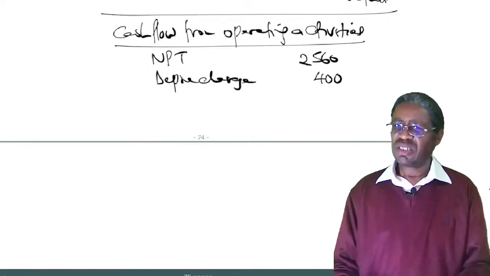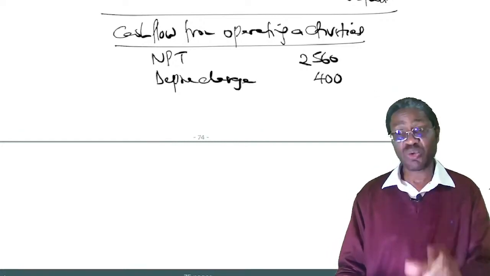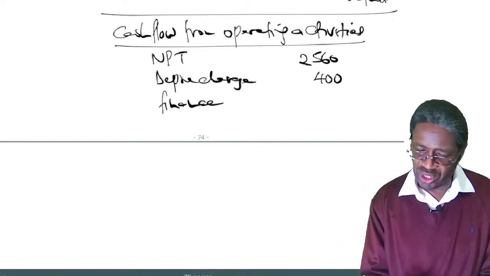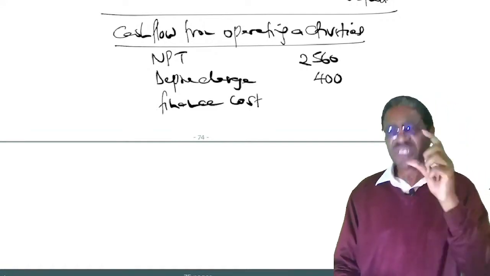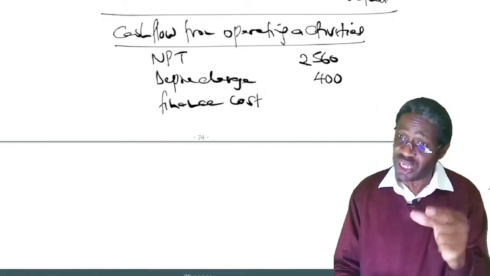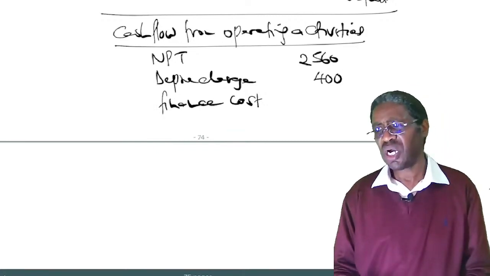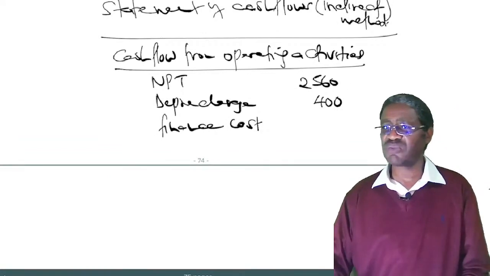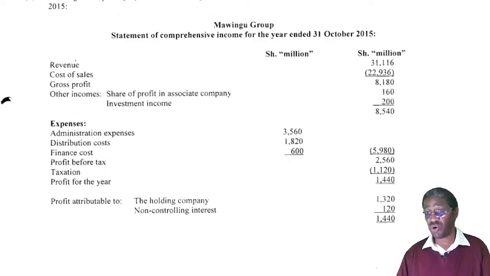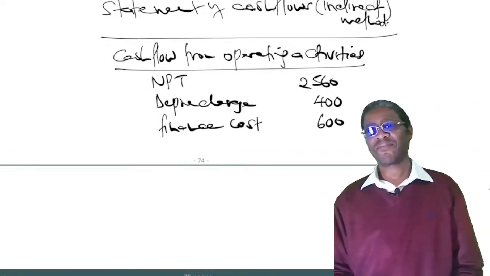The other non-cash item that we said you must find in any question of cash flow is finance cost. I am just picking them because I hope you still remember them. Whatever you charged in the income statement as the charge for the year for finance cost, we said that amount is a non-cash item. So let's go to the income statement and pick the amount of the finance cost. If you look at this income statement, our finance cost is given as 600. We pick it. Good. That is the finance cost.